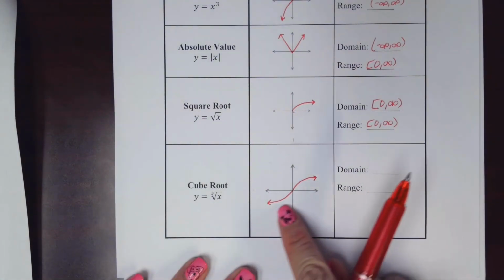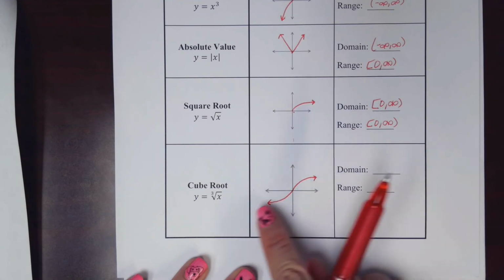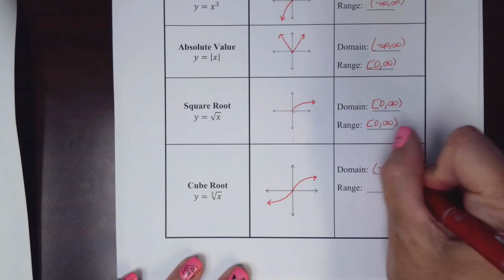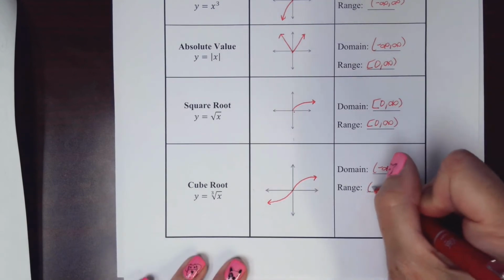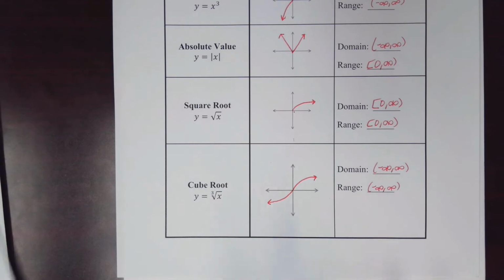It is a positive function, it's increasing. Doesn't have a slope because it's not straight, but it's increasing as I move from left to right. Arrows on the ends show that my domain goes on and on forever. It's also going up and down, so my range is all real numbers, negative infinity to positive infinity.